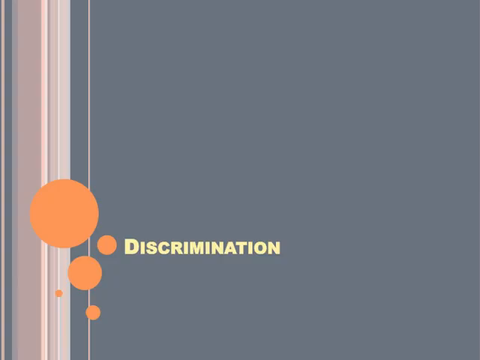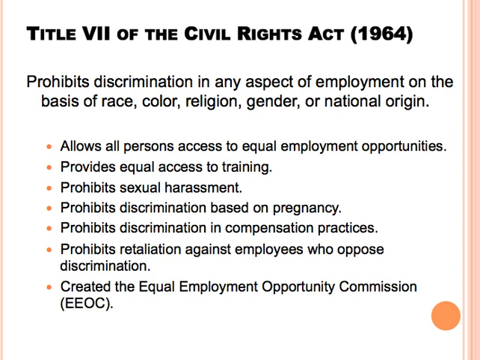The next category is discrimination. So here we get into these discriminatory practices connected to law. The most sweeping or largest law that's important to be aware of is Title VII of the Civil Rights Act. So this is our major federal law that created the Equal Employment Opportunity Commission, which we often refer to as EEOC, to enforce these laws.